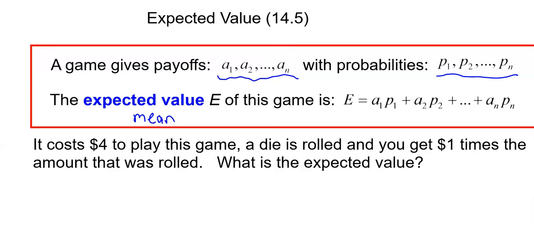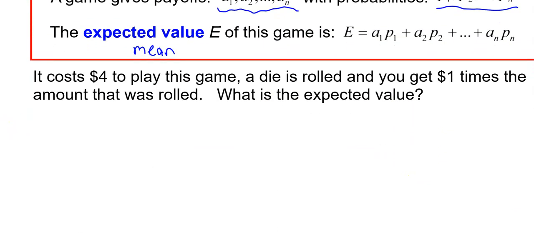So let's talk about this first one. What I like to do is set up a table. When I read a problem, I want to set up a table. In this case, let's just read it. It costs $4 to play the game. A die is rolled. You get $1 times the amount rolled. What is the expected value? So right away, you're rolling a die. It looks like there's going to be 6 possible outcomes here.